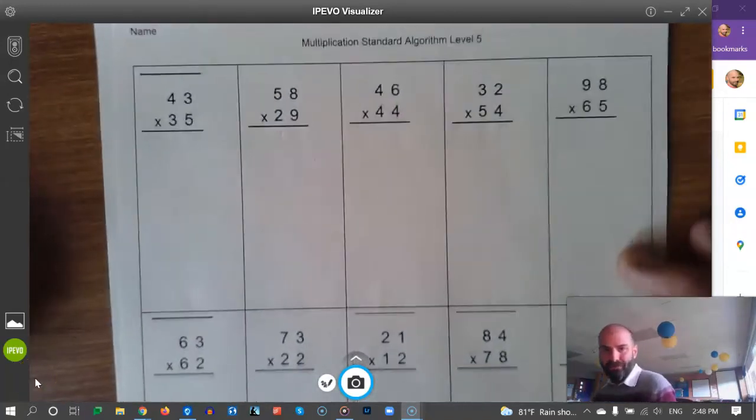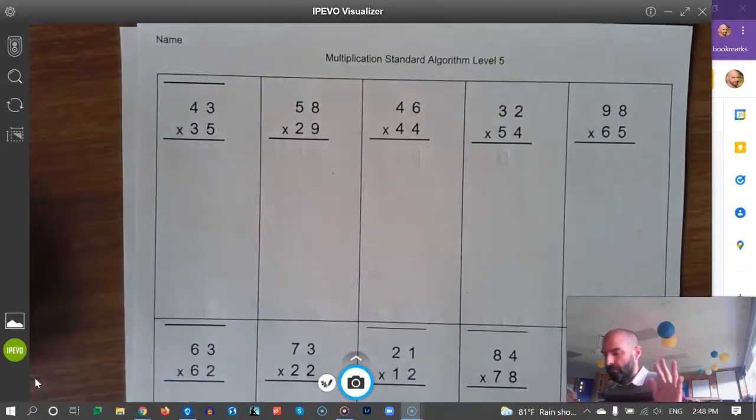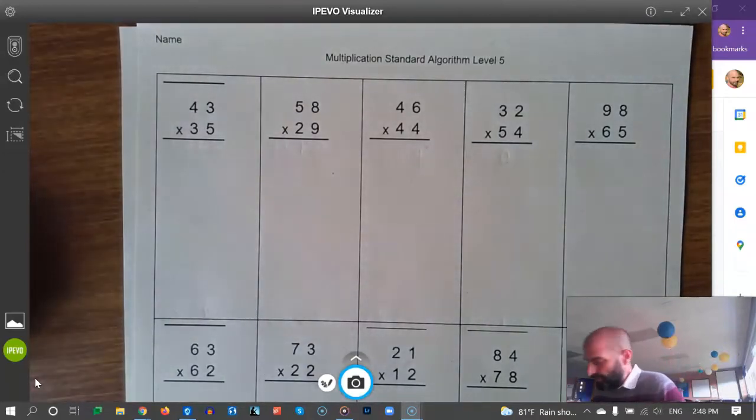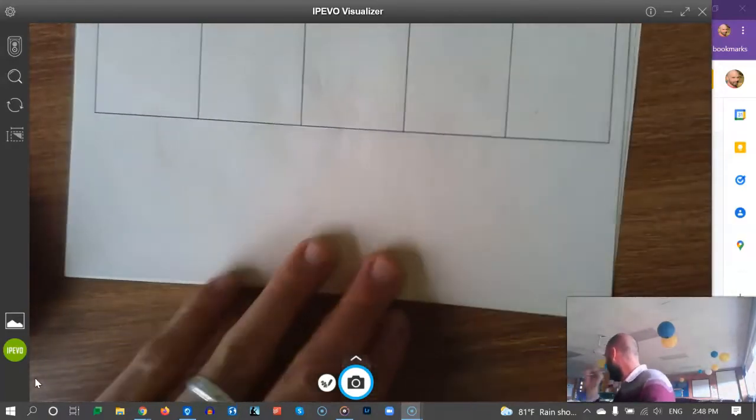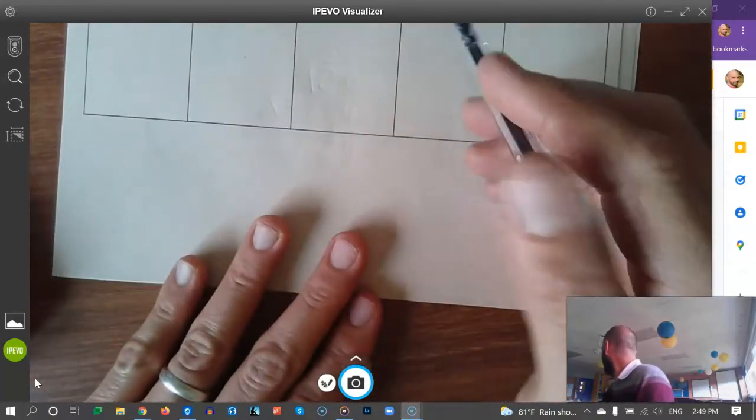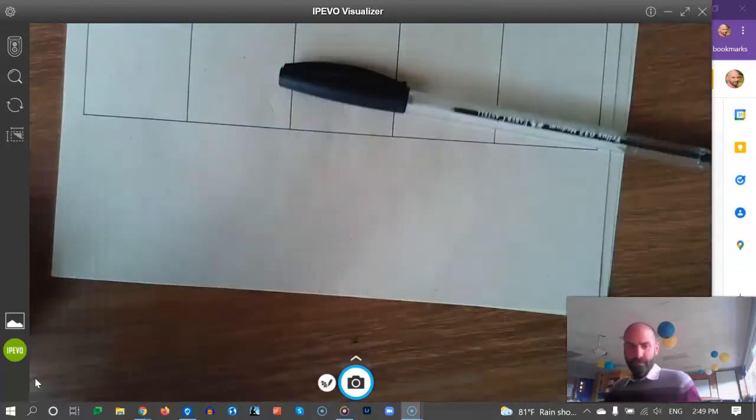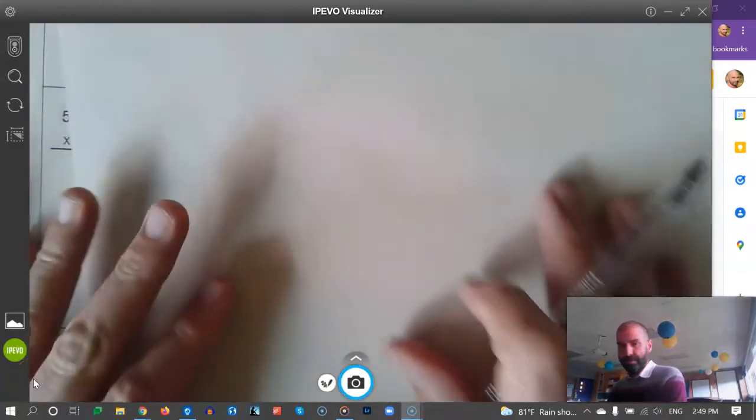All right, welcome to level 5. What do you notice about this level? That's right, it's 2-digit by 2-digit multiplication. So we see what happens when we have a 10. What's 2 by 2? So let's take an example here.